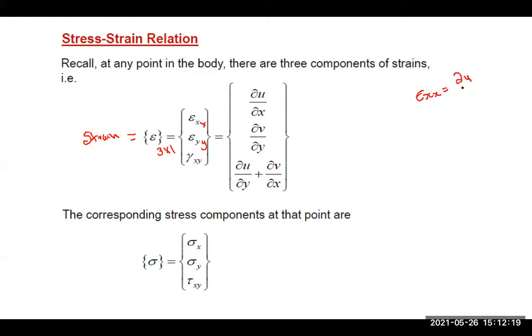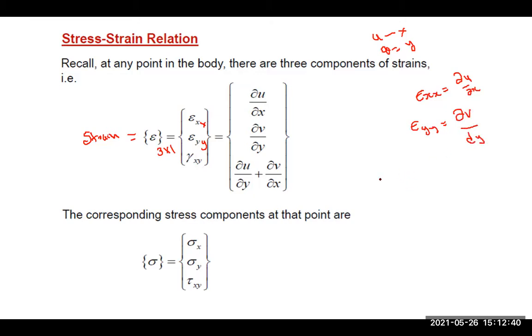defined as dou u by dou x, because just now I defined that u would be the displacement in the x direction and v would be the displacement in the y direction. So therefore epsilon xx can be written as dou u by dou x. Similarly, epsilon yy is equal to the differentiation of v with respect to y.